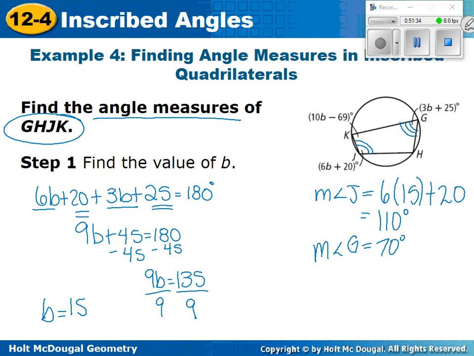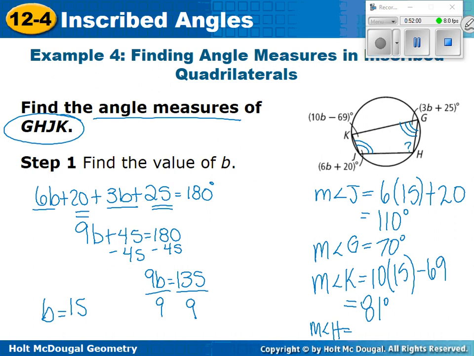So that's probably easier, but you could plug it in just to check and make sure you didn't make a mistake. Okay, let's find angle K. The measure of angle K should equal 10 times 15 minus 69. What does that give us? 81? Okay. And again, I don't know what angle H is by expressions, but what do I know about K and H? They're supplementary. So what's the measure of angle H? 99 degrees. Questions on this example?